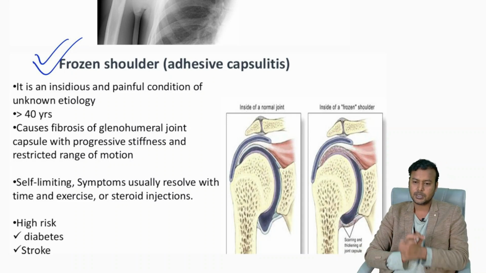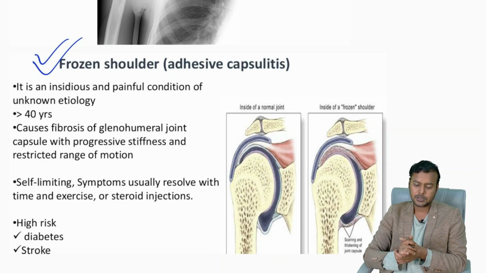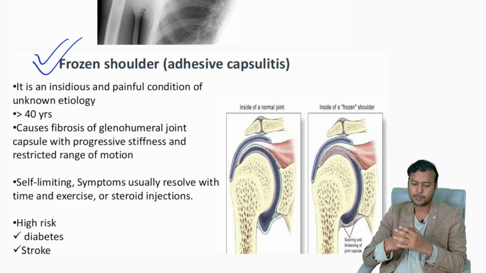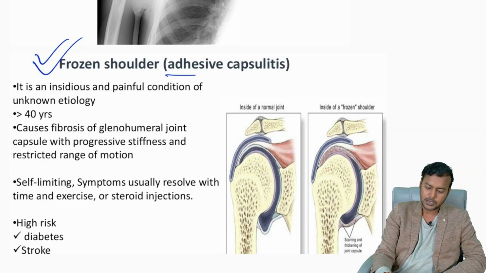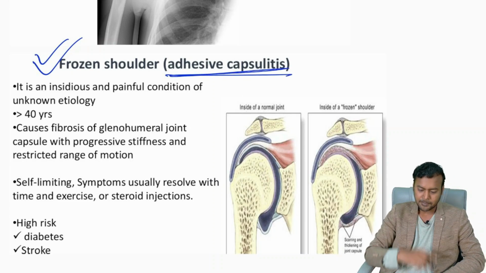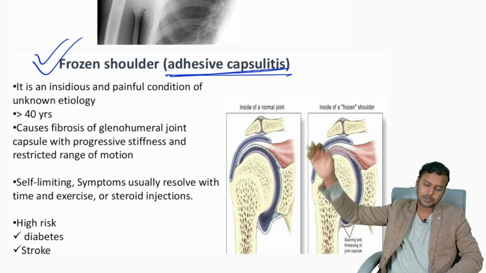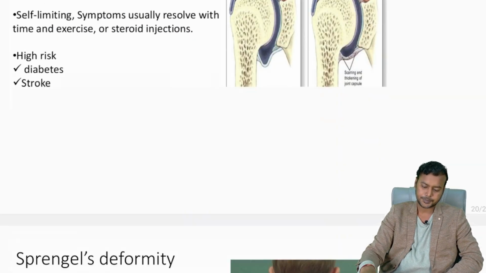Now this is very important, students, the frozen shoulder. This is a condition generally seen in people above the age of 40s. In this, what happens? The fibrous capsule has layers. So layers of the fibrous capsule get adhered to each other. Hence, it is also known as the adhesive capsulitis. It is a very painful condition, and it generally restricts the abduction of the shoulder joint.